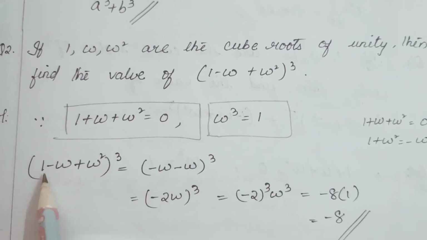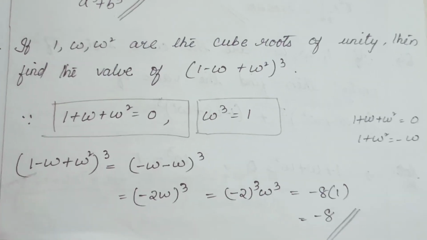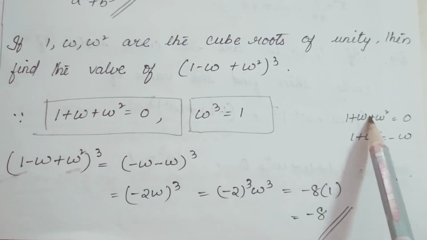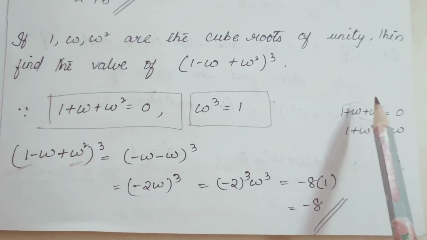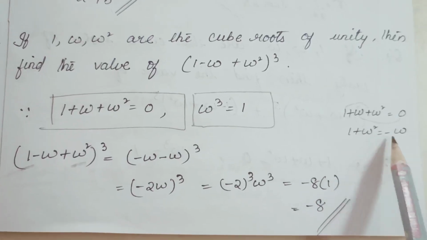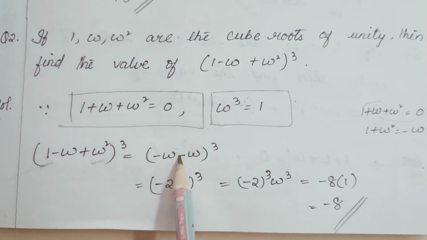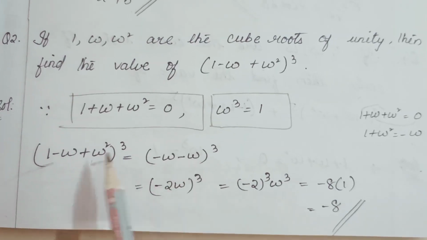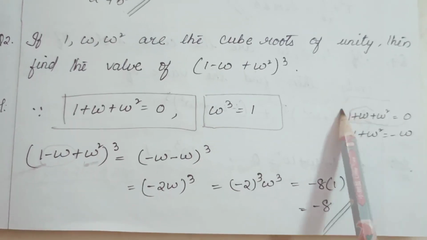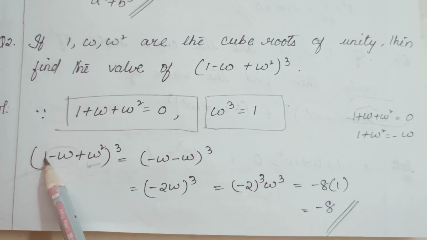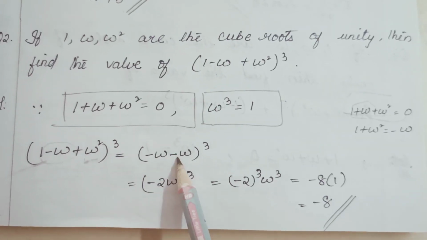Okay, our question is (1 minus omega plus omega square) whole cube. So 1 plus omega square: take this omega here, it will become minus omega. So from this formula, we know 1 plus omega square is minus omega. 1 plus omega square is minus omega, and this minus omega same as it is, because we don't consider this minus omega here, because in this formula all are positive. So we are taking 1 plus omega square value. So this minus omega same as it is, minus omega.